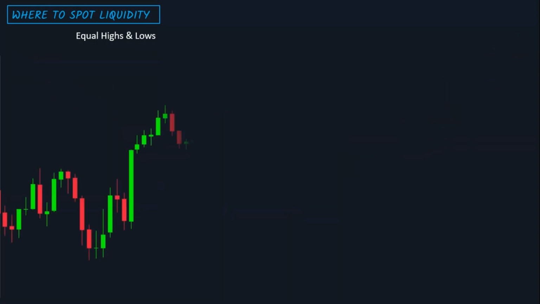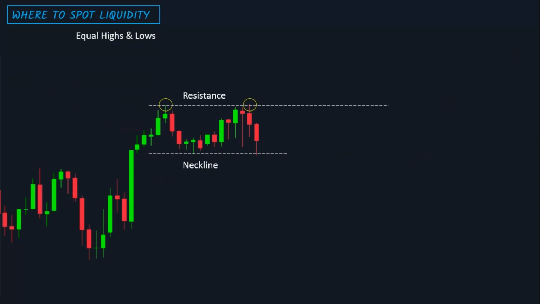Equal highs, commonly recognized by retail traders as a double top, operate in the same way as equal lows, but in the opposite direction. When the market forms two highs at the same level, it creates a clean resistance level that attracts traders expecting a reversal.